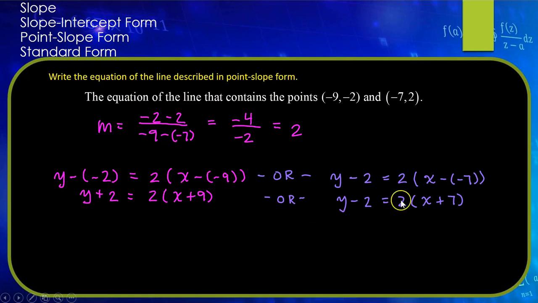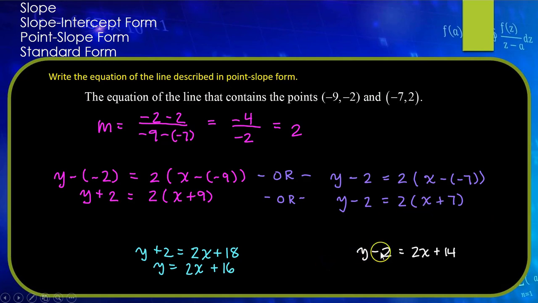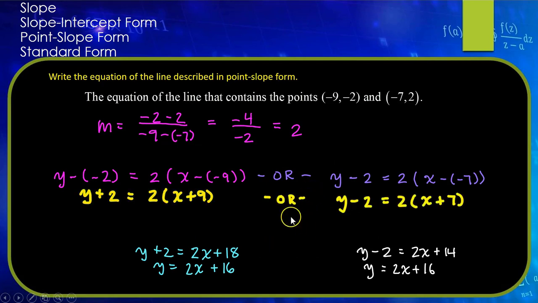Again, I could verify that these are both the same line, because when I convert this one into slope-intercept form by distributing the 2 and then subtracting this 2 from both sides, I get y equals 2x plus 16. When I do the same procedure on this one, distributing the 2 and then adding 2 to isolate the y, I get the exact same thing. So these all represent the same line. But since we were only looking for point slope form, either one of these two would have been the correct answer.